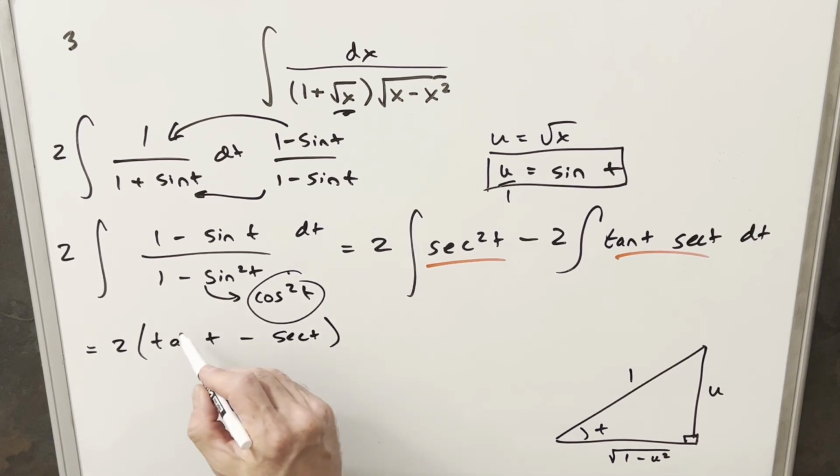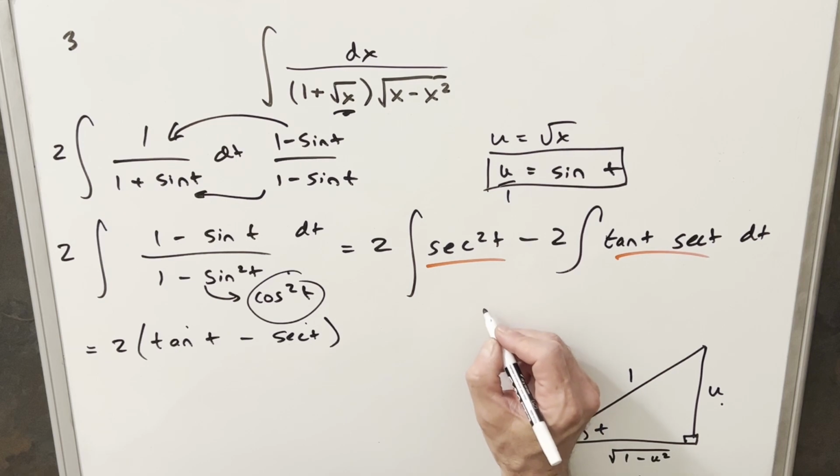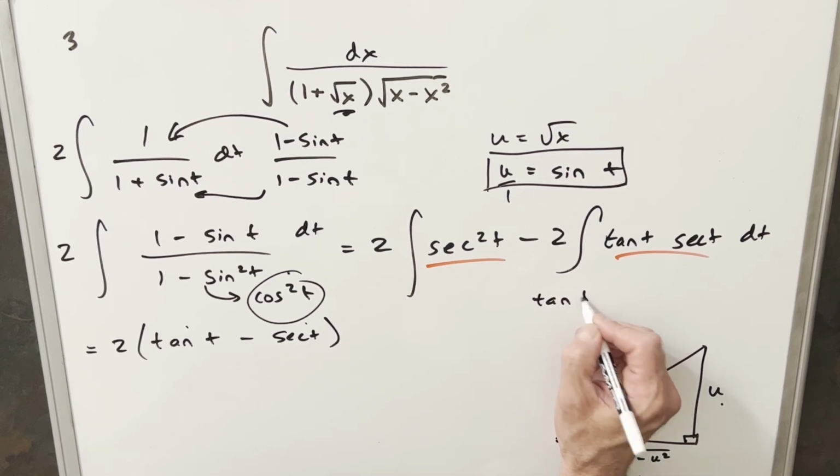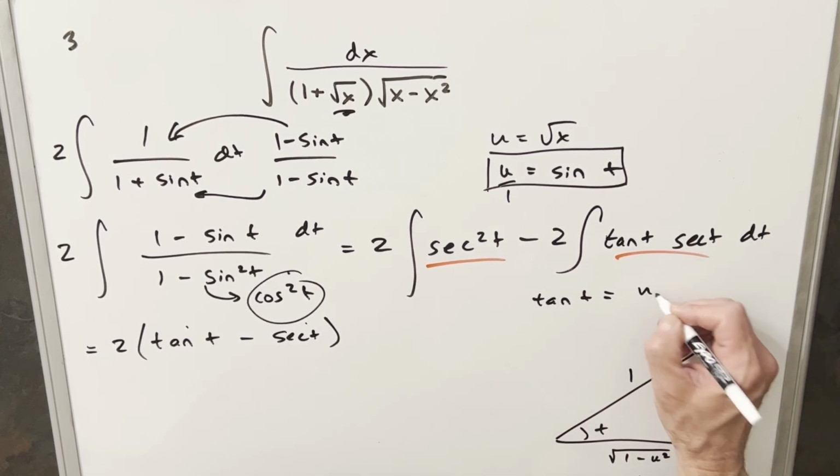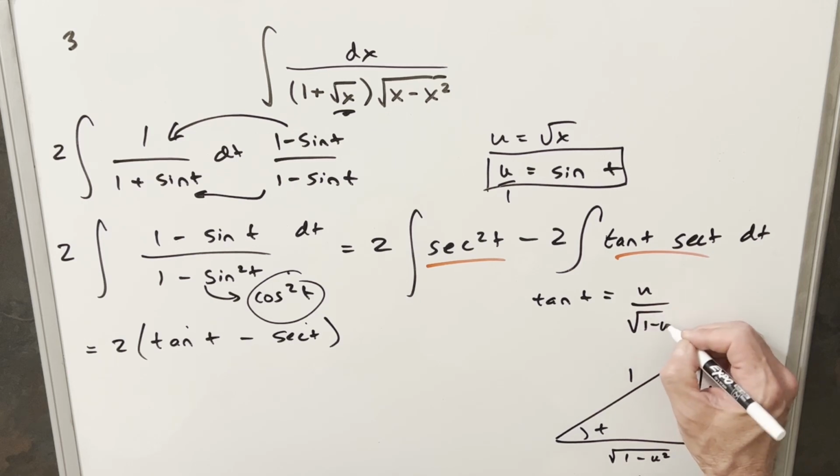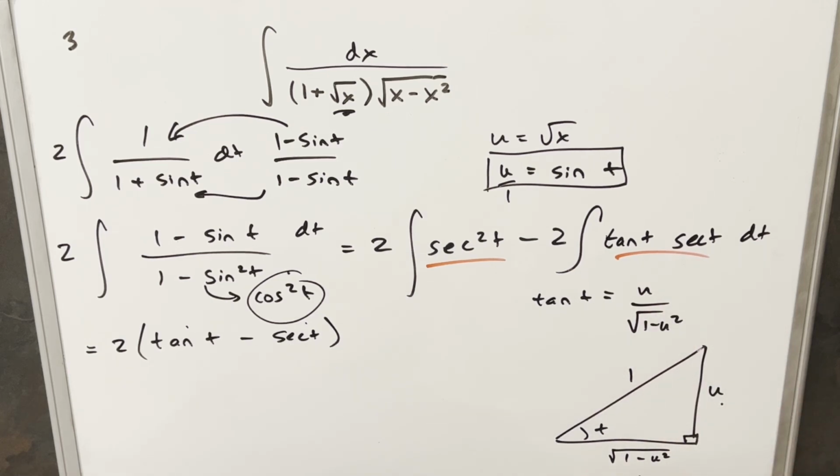And then I just need a value for tangent and secant. Tangent is opposite over adjacent. So our tan t, let's just pencil it in over here in marker, is going to be u over square root of 1 minus u squared. Secant t is going to be hypotenuse over adjacent. So our secant t is going to be what? 1 over square root of 1 minus u squared.